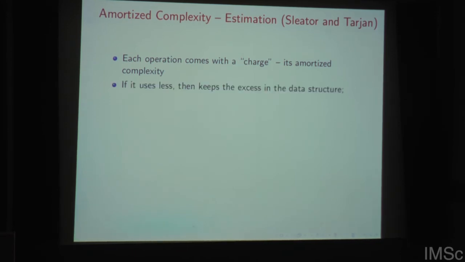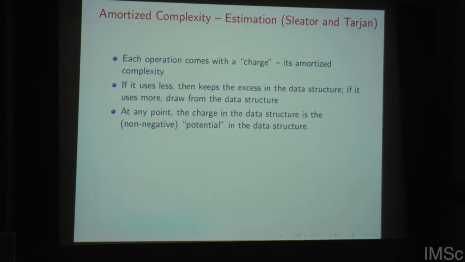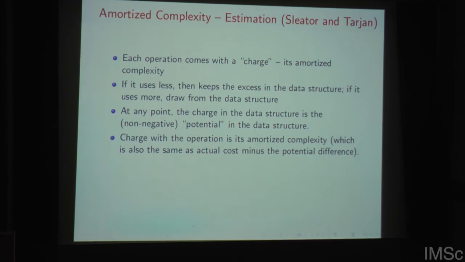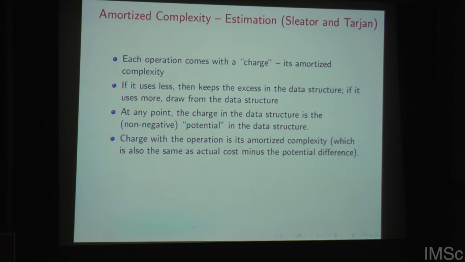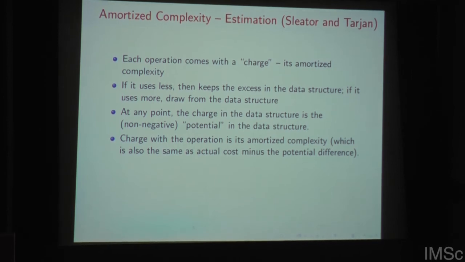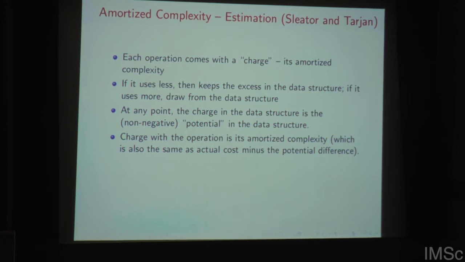So if you use less, keep the excess in the data structure, and if you use more, you draw from the data structure. Then at any point the charge in the data structure is the non-negative potential of the data structure, and the charge with the operation is its amortized complexity, which is also the same as the actual cost minus the potential difference. So Sleator and Tarjan bring this potential, which is sort of the physicist's view, or the credit and charge, which is the banker's view, and there are various ways of analyzing this overall cost, where somehow we are distributing the cost over all the operations.